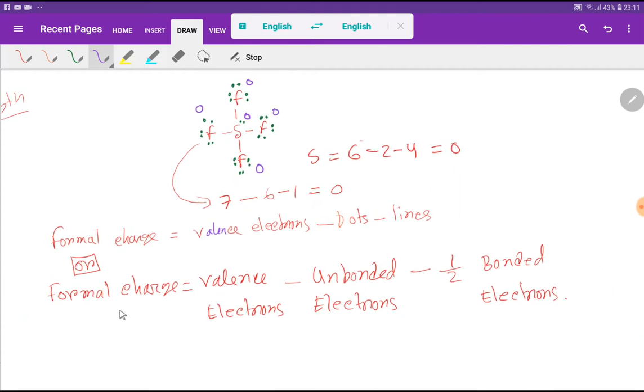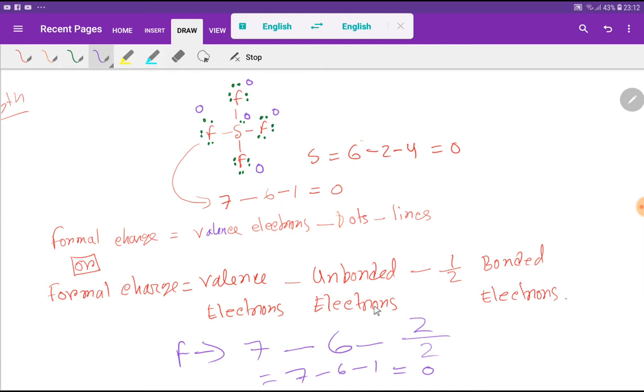Look at here, we have another formula for formal charge. Valence electrons minus unbonded electrons, that is dot means unbonded electrons, minus, instead of lines we can write bonded electrons divided by 2, right? For example, if I find out the formal charge for fluorine, then valence electron we know is 7, then unbonded electron of fluorine is 6, minus bonded electron for this fluorine is 2, divided by 2. So we are getting here 7 minus 6 minus 1. So basically you are getting 0. So the formal charge of this fluorine will be 0.